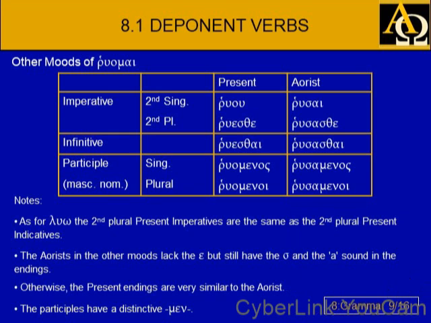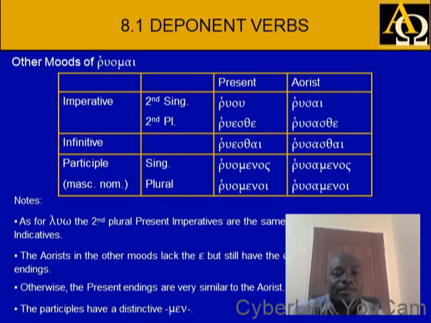As for luo, the second plural present imperatives are the same as the second plural present indicatives. The context will help you differentiate. The aorist in the other moods lack the A, but still has the sigma as well as the R sound in the endings. Otherwise, the present endings are very similar to the aorist. The participles have a distinctive men, so you must note that.